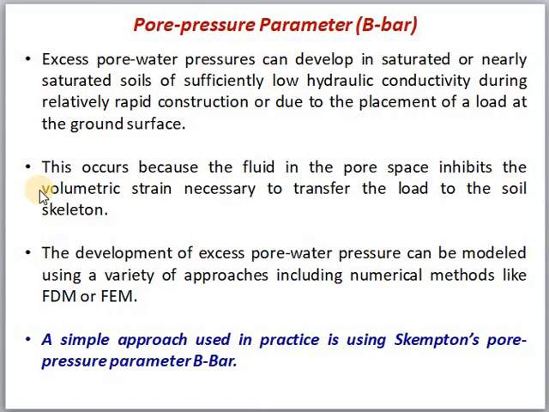Now let us discuss the pore pressure parameter B bar, or the Skempton pore pressure parameter. This is the excess pore pressure which is developed in saturated soil, especially for a soil with very low permeability. Definitely this happens when the construction is rapid, or if you are placing a load on the ground, or you are having some field construction like an embankment. Definitely there will be huge development of excess pore pressure, and this will result in the volume strain of the soil, and this will transfer the load to the soil skeleton.